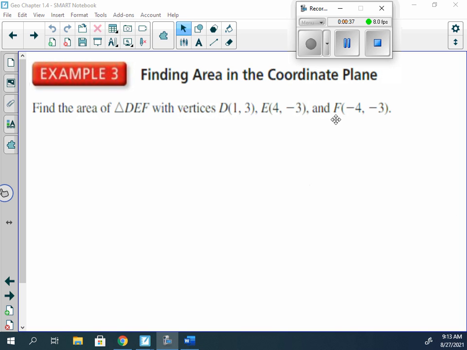Now, the two main shapes that we are going to have are either triangles, which the area formula is equal to 1/2 the base times the height, or rectangles, or squares. And the area formula for a rectangle or square is just length times width.